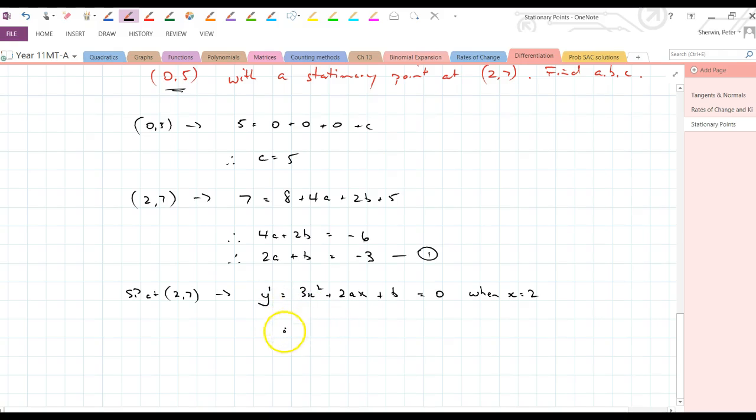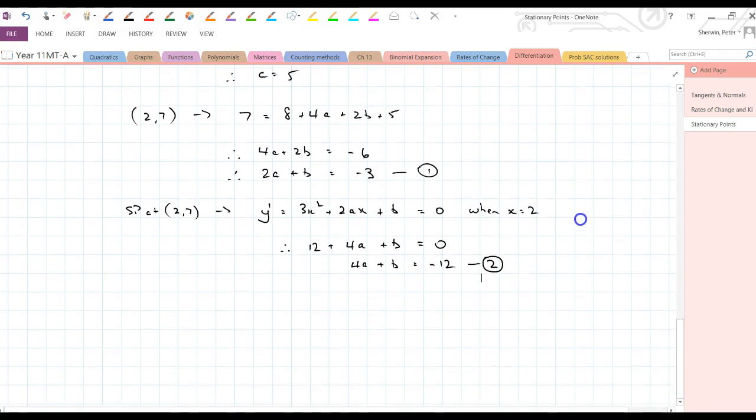So therefore, let's just do some work on this. When x is 2, 2 squared is 4, so that's 12, plus, when x is 2, 2 times 2 is 4, so 12 plus 4a plus b must equal 0. Let's write that in the format here like this one. So that says 2a plus b equals minus 3. So I'm going to say that's 4a plus b will equal minus 12, and that's my equation 2.